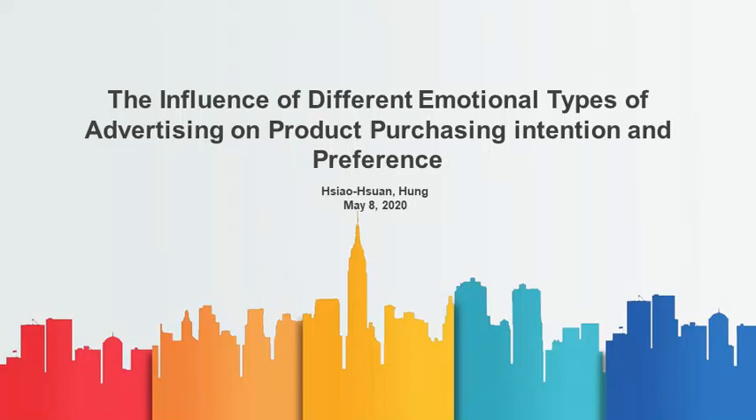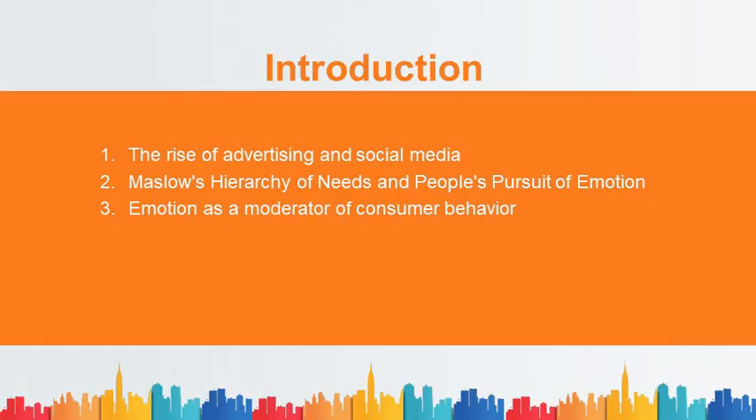Today we're going to talk about the influence of different emotional types of advertising on product purchasing intention and preference. According to Alphabet's financial report for the first quarter, its advertising revenue on YouTube can be as high as $4.72 billion. Facebook is as high as $15 billion.